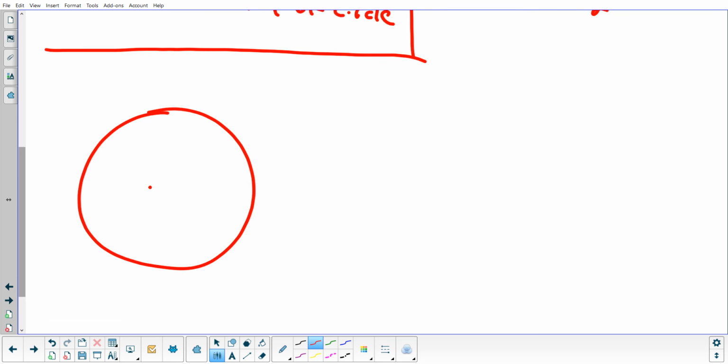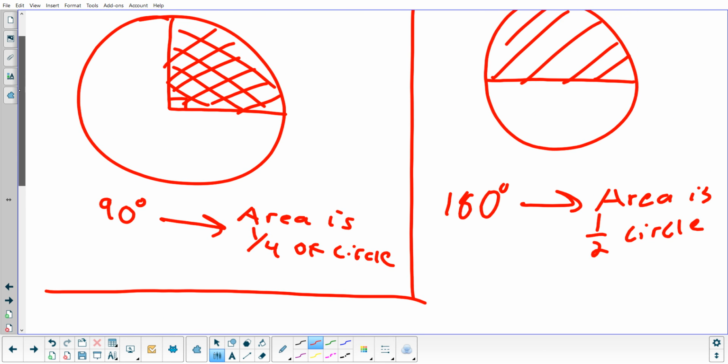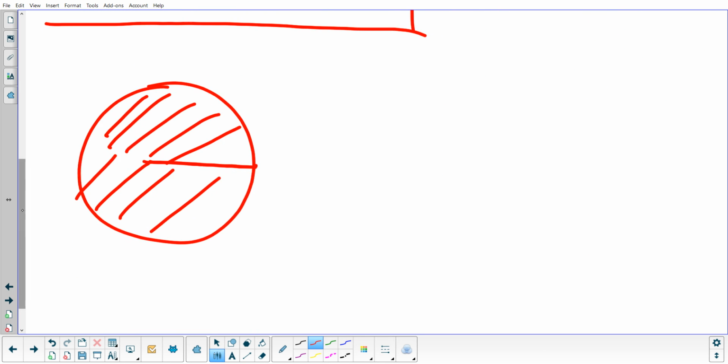Let's say I put my initial side here, and then I put my terminal side here. Now, the area wouldn't be a quarter or a half. I've made the angle so big that now it's the whole circle. What would be the size of this angle if the area takes up the whole circle? Yep. 360. 360 degrees. And anyone remember what that is in radians?